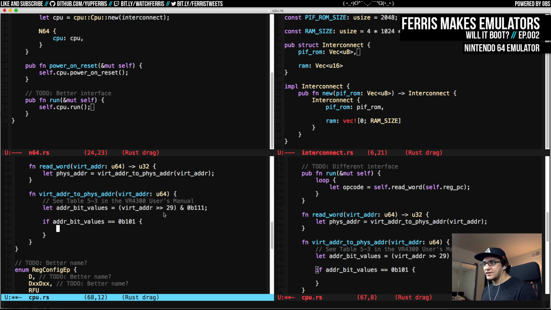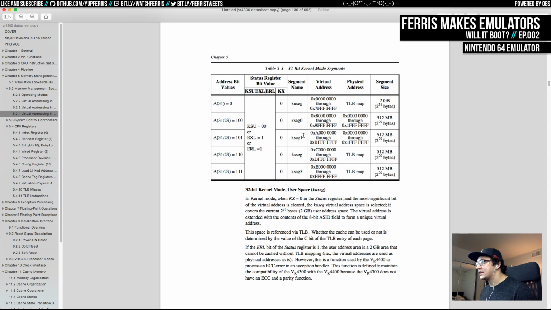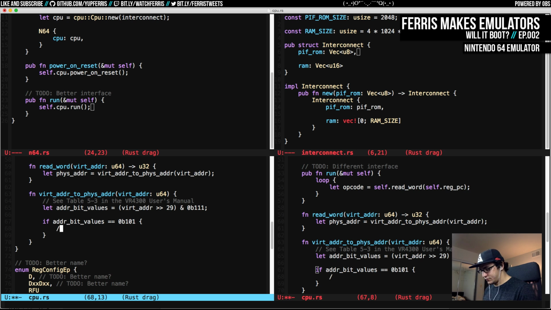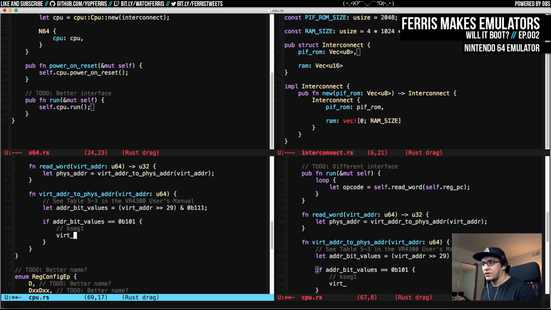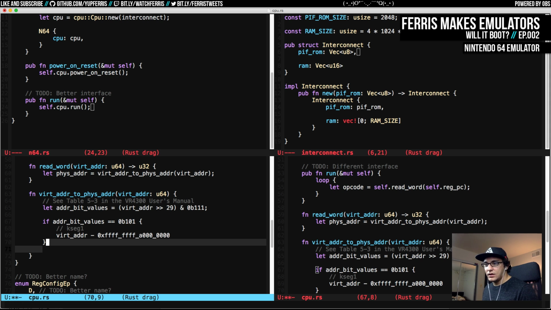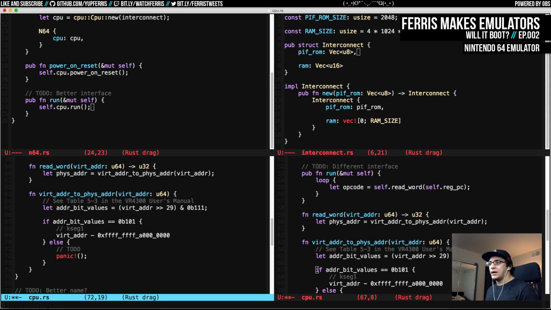Yeah, so if this is in that range, I'll also address that. This is going to be case like 1. Then we'll be fine if we do vert adder minus 0xfffffff. Then we'll return that. Otherwise, if it's not in other segments, what to do? And panic here: unrecognized virtual address. And we can print that. It will probably be nice to print this in hex.